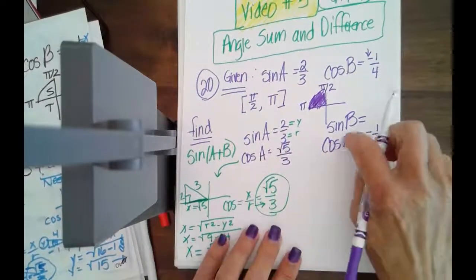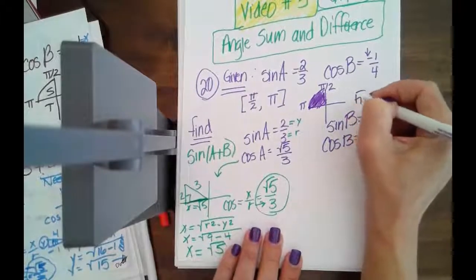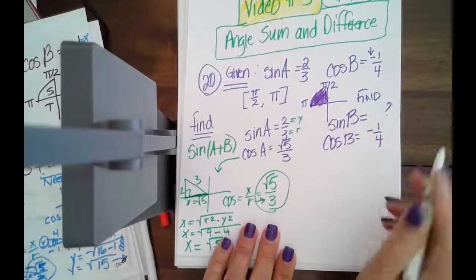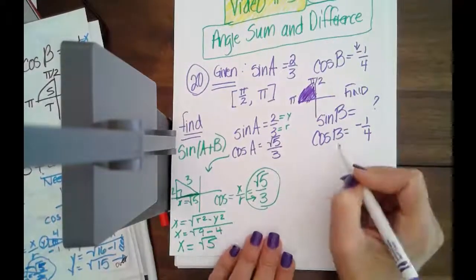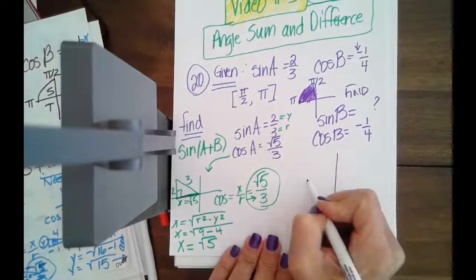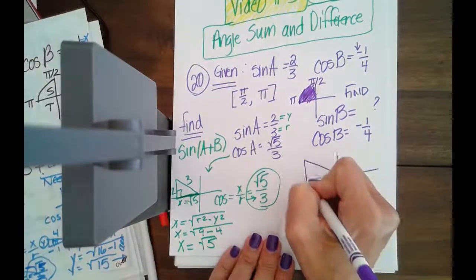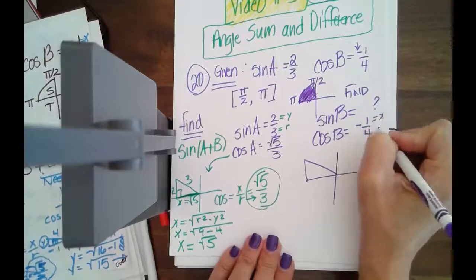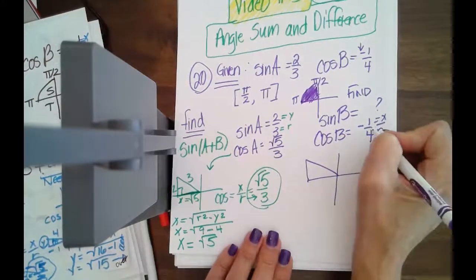We need to do the same thing for sine of beta. So we have to find the sine of beta. We don't know what it is. We're going to use our handy dandy triangle. We know we're in quadrant 2, and we know that cosine is x over r. And we know x is negative.